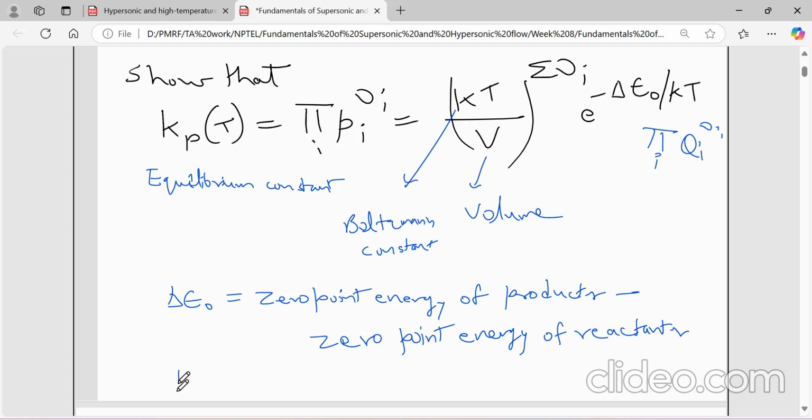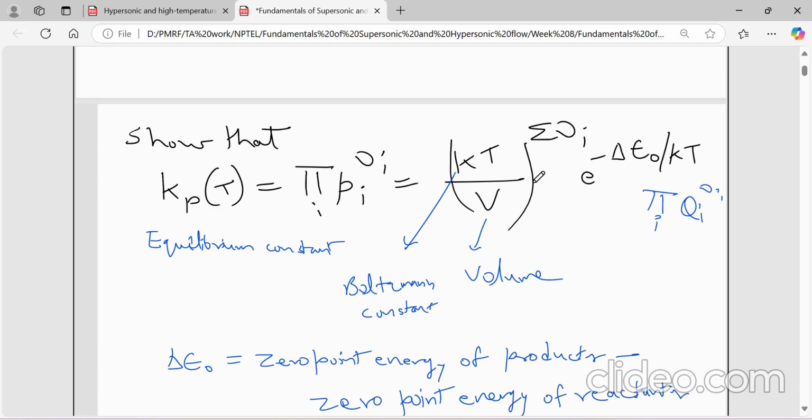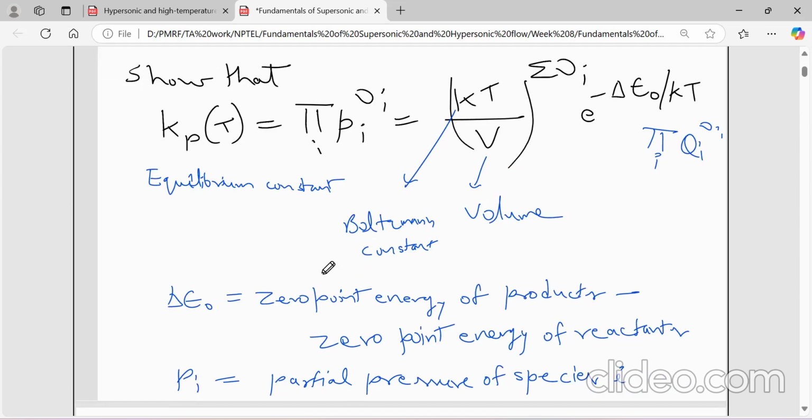And Pi is the partial pressure of species i, and Qi is the partition function for species i.